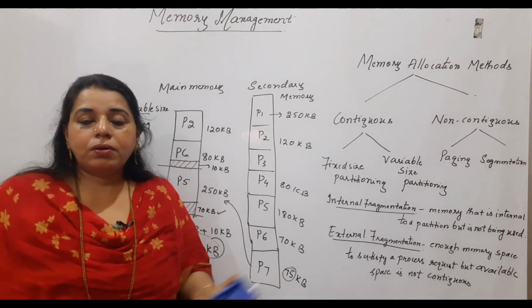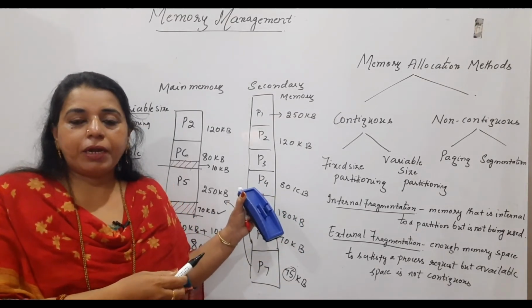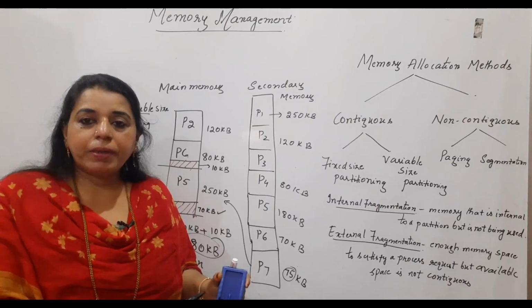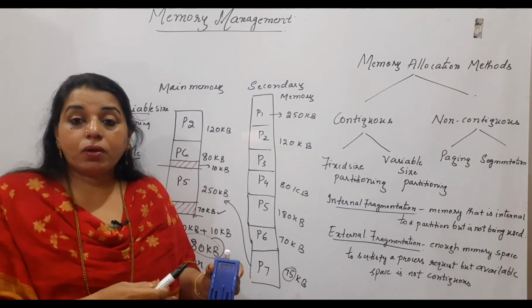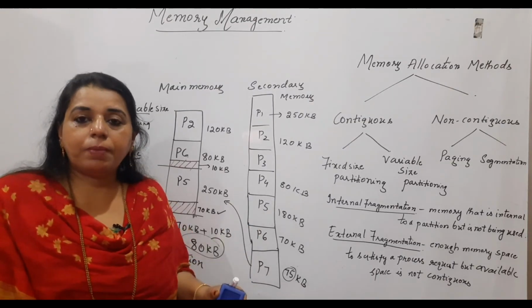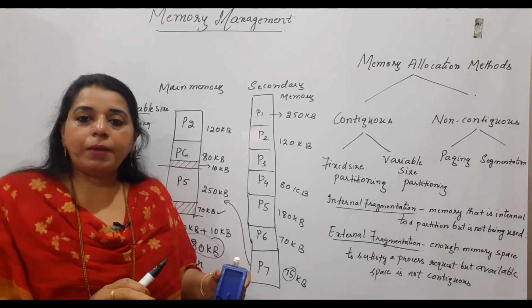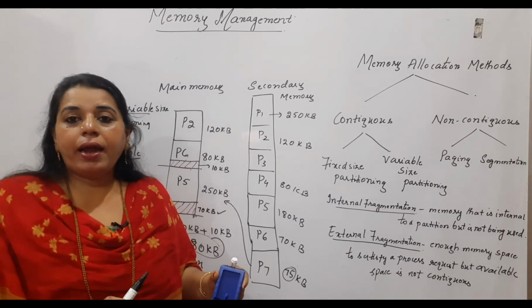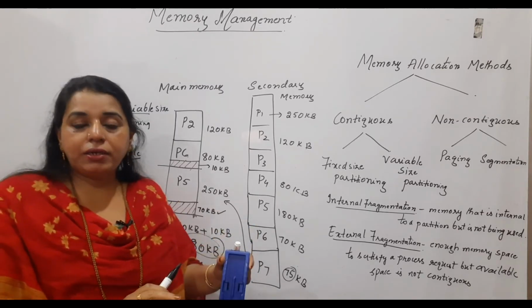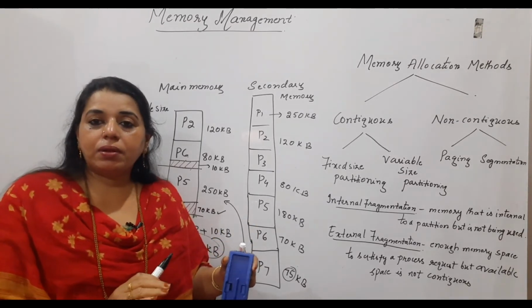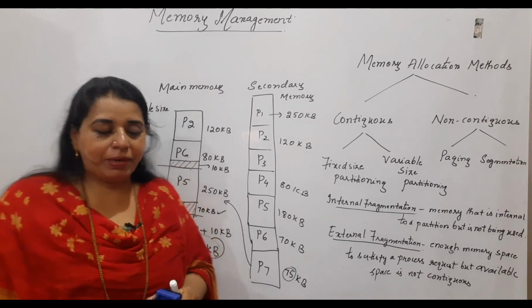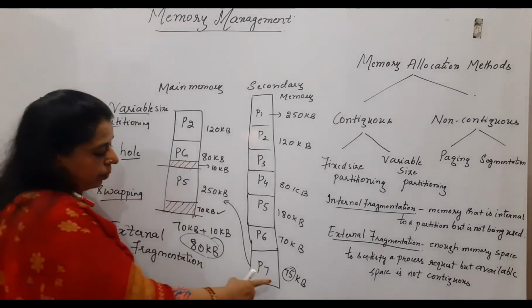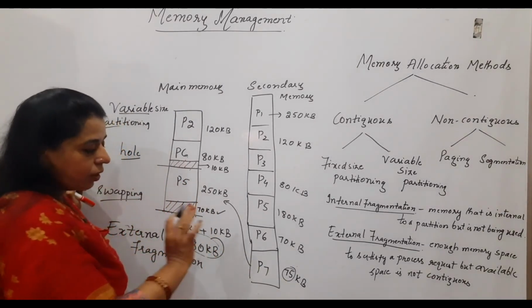So you have learnt in this particular session the contiguous method of allocating a process in the main memory. There are two types, one is fixed size partitioning and another is variable size partitioning. And you have seen how it leads to fragmentations, internal fragmentation and external fragmentation. Available space is 80 KB, process requesting is 75 KB, and we are not able to accommodate it.